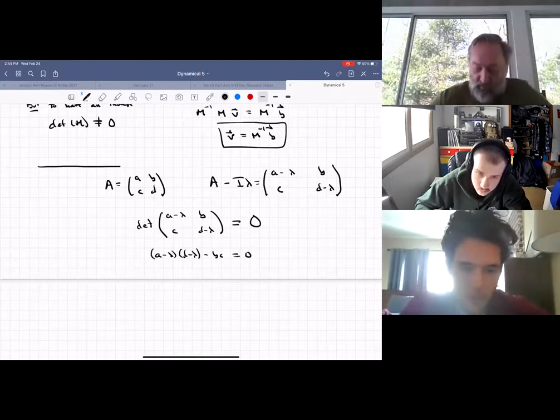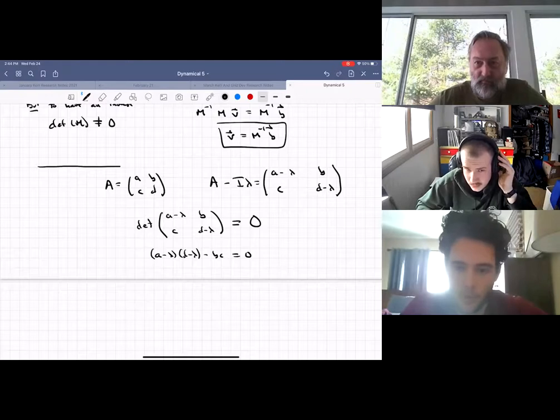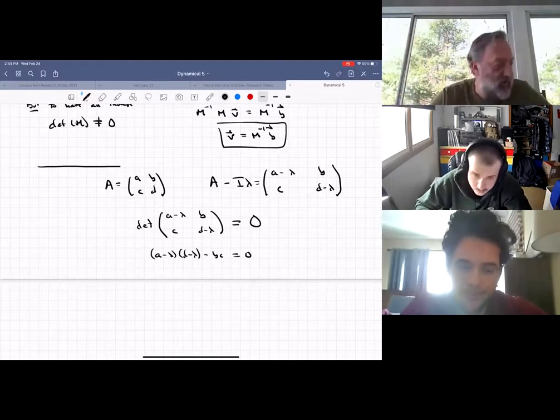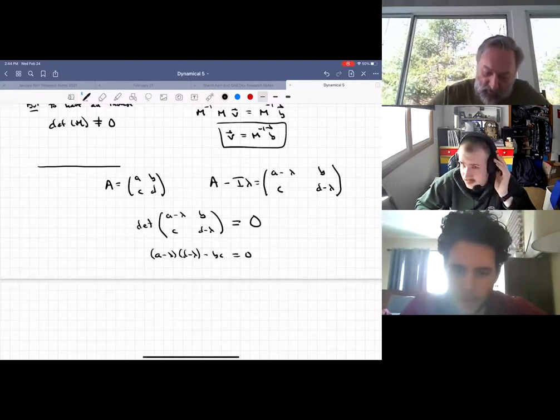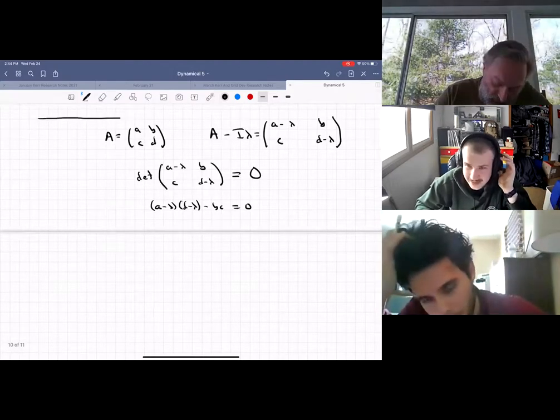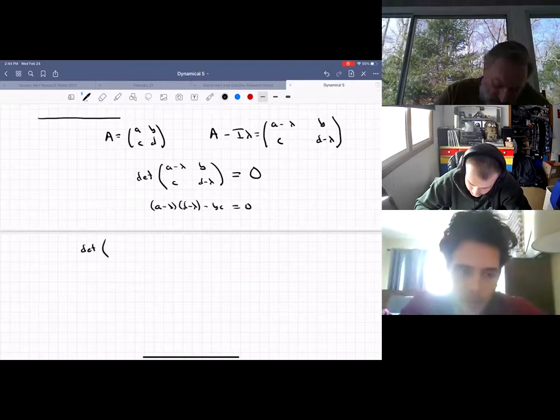Michael and Weber, you guys both know how to take 2 by 2 determinants. Yep. Multiply, subtract. You know how to take the trace? What do you mean the trace? Okay, you don't know the trace. You might call it something else. No. The trace is the trace.